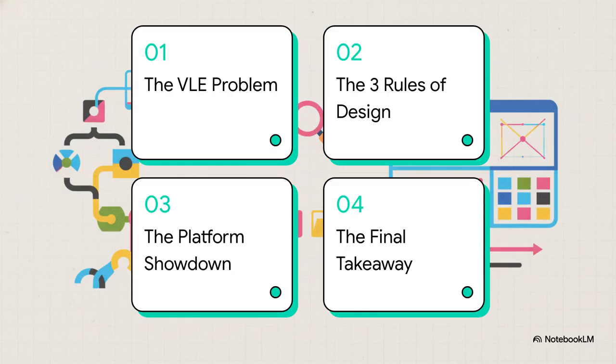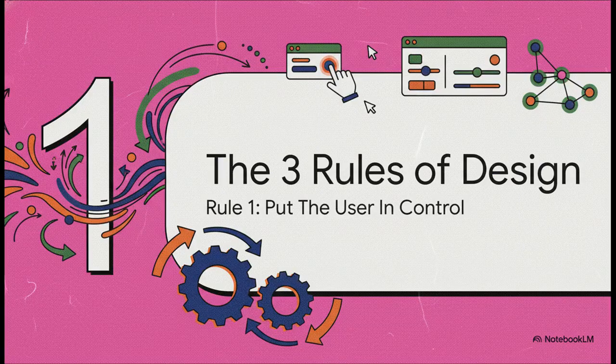So here's our game plan for today. First, we're going to break down the problem with these platforms. Then, we'll get into the 3 golden rules of design that the researchers used. After that, it's showtime, the platform showdown, where we'll see how each one measures up. And finally, we'll talk about the big takeaway and why it's still so relevant. All right, let's jump into that framework.